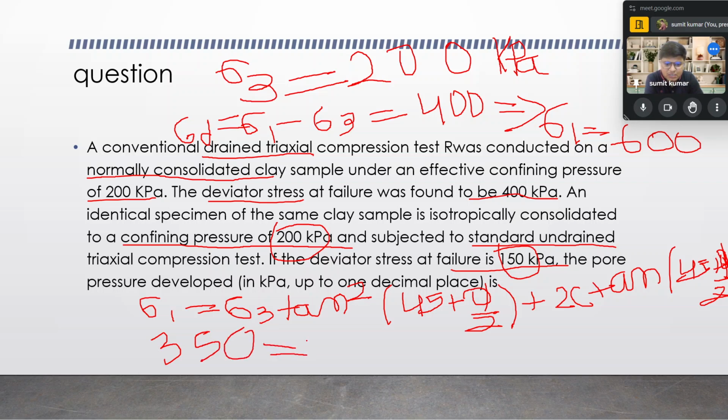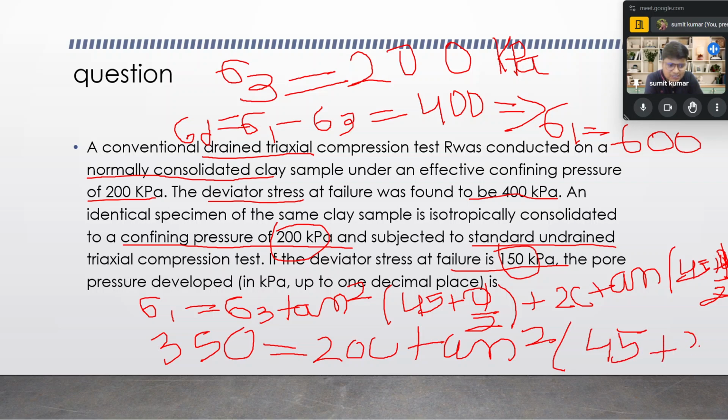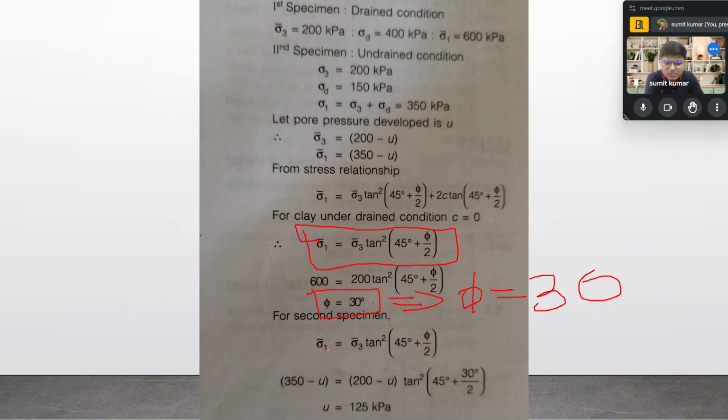So sigma 1 bar, 350, is equal to sigma 3 bar, which is 200, times tan square 45 plus phi by 2. Phi is already known, so 45 plus 30 by 2. From here you are able to find the value of u, because 350 minus u and 200 minus u equal to tan square 45 plus phi by 2. So we are able to find the value of u, that is the pore water pressure, as 125 kilopascal.